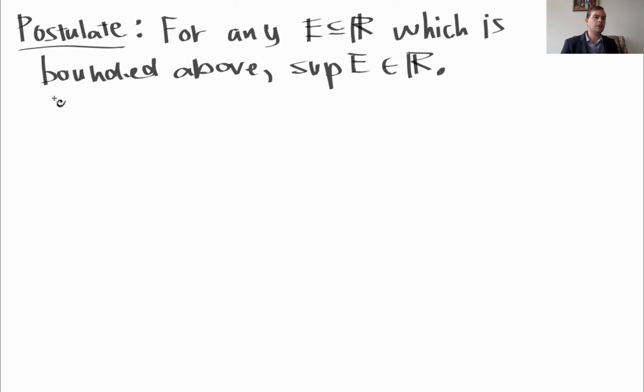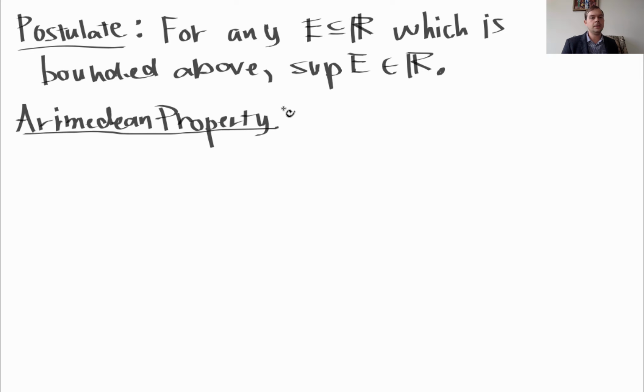So this postulate has a number of consequences which are somewhat disconnected from the previous results we have for the supremum. So in the case of R, we have some pretty interesting things that we can say. So the first is the Archimedean property. So this is going to be a theorem, but it's pretty short.